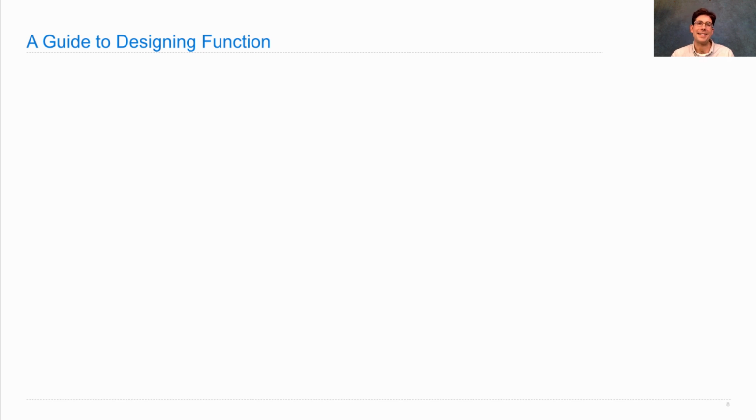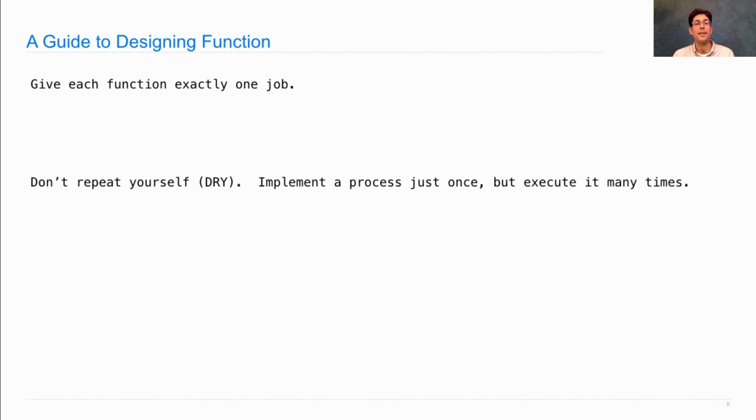Here's a quick guide to designing functions. These are just heuristics based on experience, but they hold up in lots of different situations, so they're worth considering. One is, give each function exactly one job. Another is, don't repeat yourself. The DRY principle. Implement a process just once, and then you can execute it many times. And finally, define functions generally.